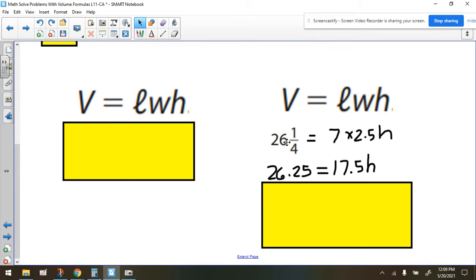And now would be a good time to turn this into a decimal. This is a decimal and it does terminate, would be 26 25/100. By the way, you don't have to turn it into a decimal. If you have a calculator, some people prefer that.